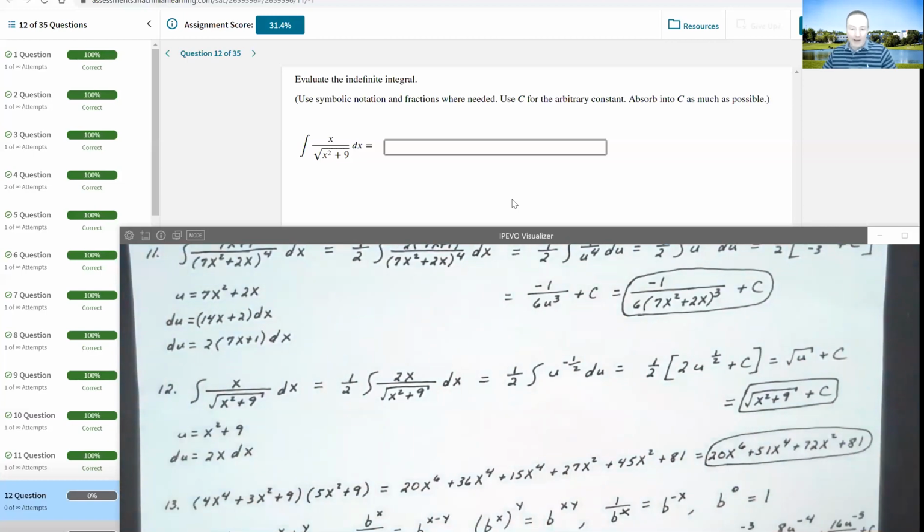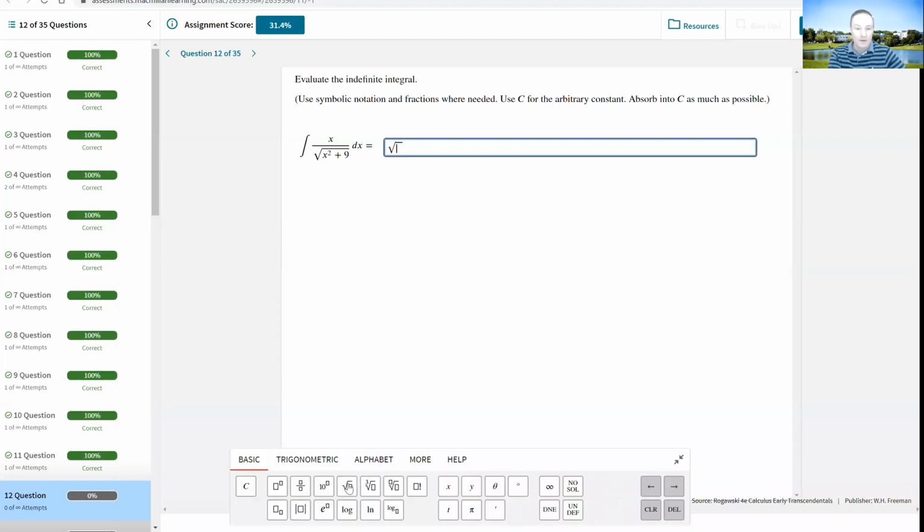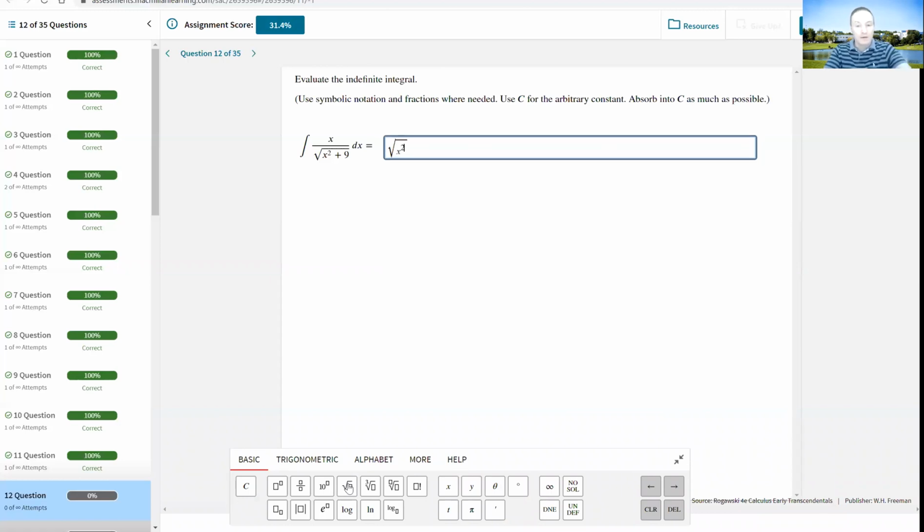Now, I always worry whenever answers involve radicals because I don't know whether Achieve is wanting the radical or the fractional exponent. They should want a radical in this since the original was in terms of radicals. So I'll put my answer as the root of x squared plus 9. So I have the square root of x raised to the second plus 9.